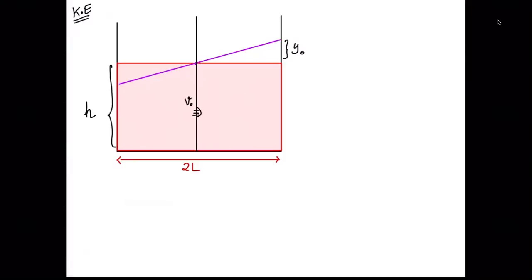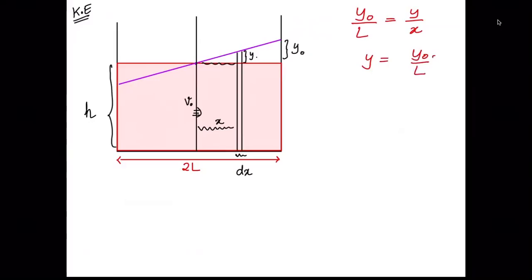Okay. So let me assume at a distance x from this mid part, let me consider a layer of thickness dx. Obviously, the height of this particular layer from that height h will be less than y naught. Let me say this value is y. Right. What is the relation between y, x, L and y naught? That relation will obviously be y naught by capital L is y upon x. So what will my y be equal to? y naught by capital L into x.